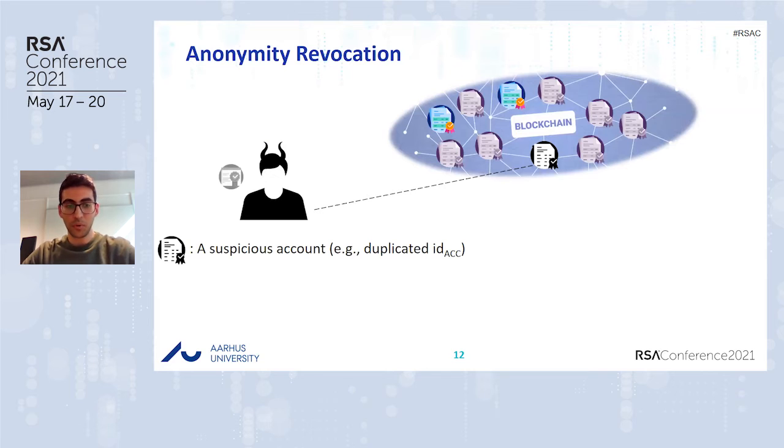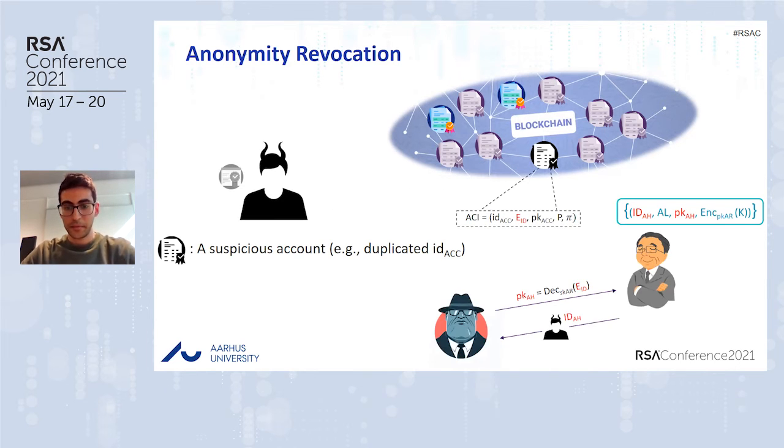Now, if at some point there are some suspicious accounts, we need to revoke the anonymity of the user in this case. A suspicious account can be, for example, an account whose account ID is duplicated in the system. Because the account holder is not allowed to open more than a max ACK number of accounts, one way to cheat is to create two different accounts with the same ID. So in this case, the anonymity revoker and the identity provider, with help of each other, can decrypt and revoke the anonymity of the user.